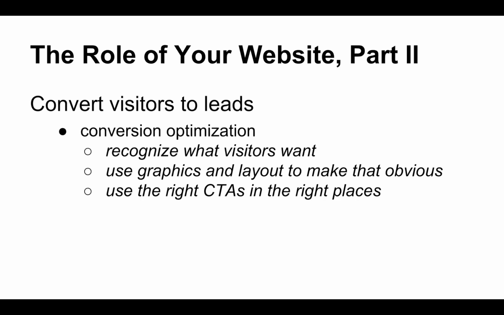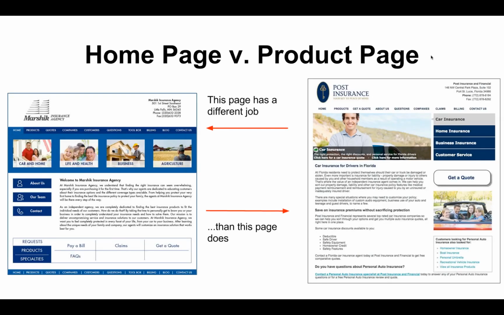But we can do better, usually about 2.5 to 3%. So in order to make that happen, you have to recognize what it is visitors want, what they are coming to your website for, and then use graphics and layout to make that obvious so they don't have to hunt around, and then use the right calls to action. That's what the CTA is. Use the right calls to action in the right places.